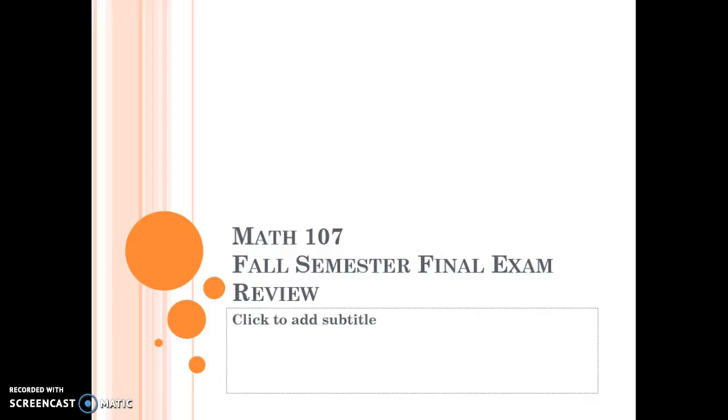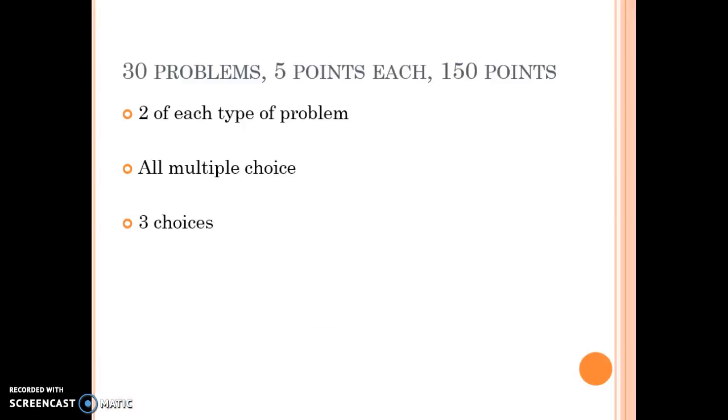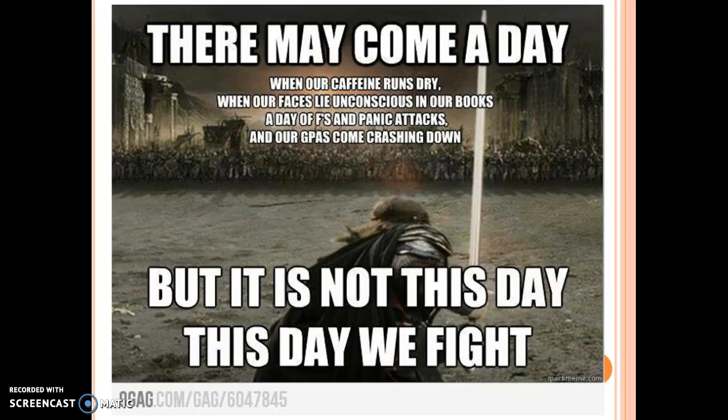Welcome. This is the final exam review for fall semester of developmental algebra. The final exam has 30 problems, 5 points each for a total of 150 points. There are 2 of each type of problem, so we'll cover 15 concepts. All of the questions are multiple choice and they have 3 choices to choose from. Remember, it is not the day to give up, it is the day to fight.